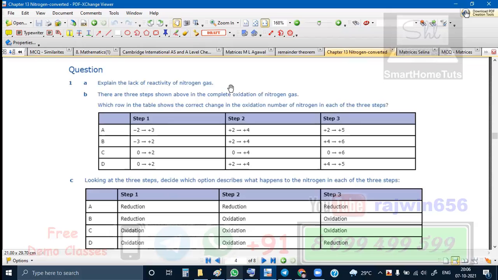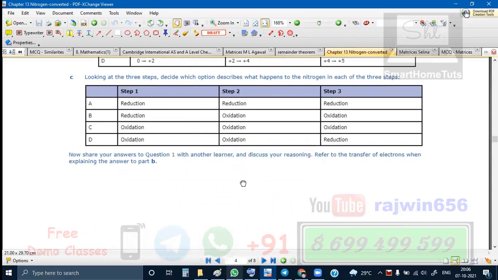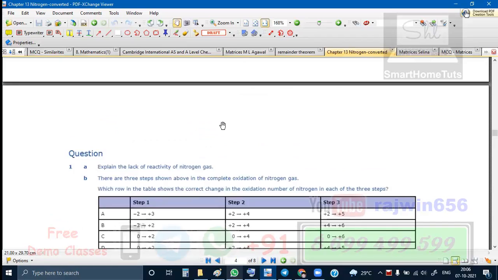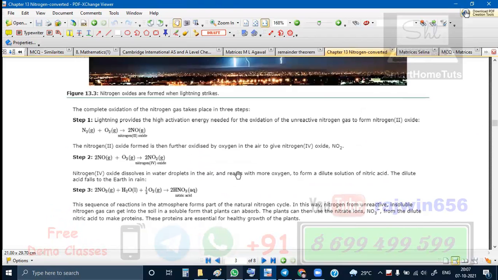Explain the lack of reactivity. This is what we have explained. There are 3 steps in the complete oxidation of nitrogen. Which row of the table shows the correct change in oxidation number of nitrogen? This is what you are going to answer. Looking at the 3 steps, decide which option describes what happens to the nitrogen in each of the steps, whether it is oxidation or reduction in all 3 of these steps. So this is the part that we are going to do. I'm just going to make you write whatever is necessary.